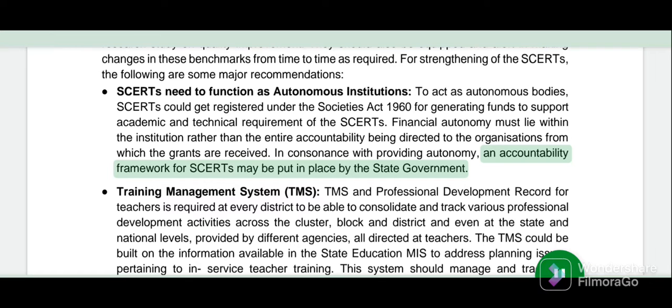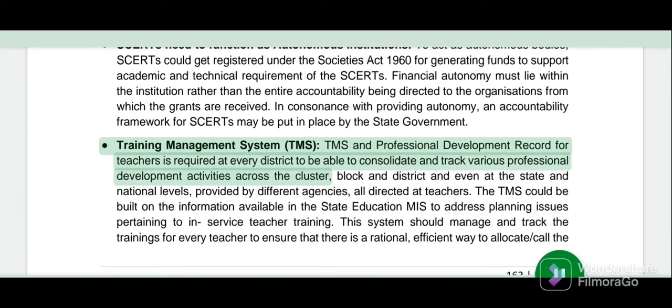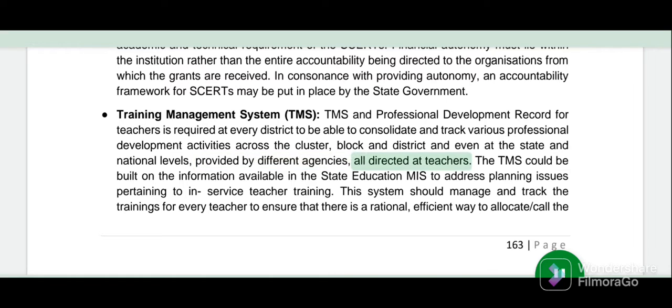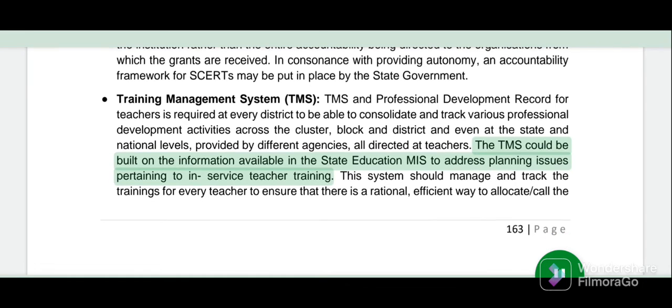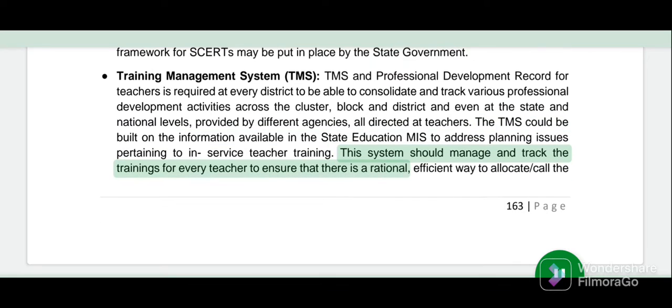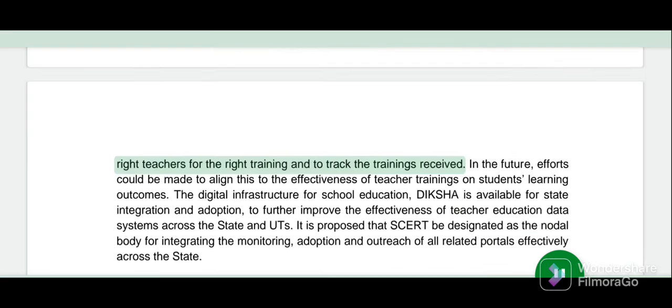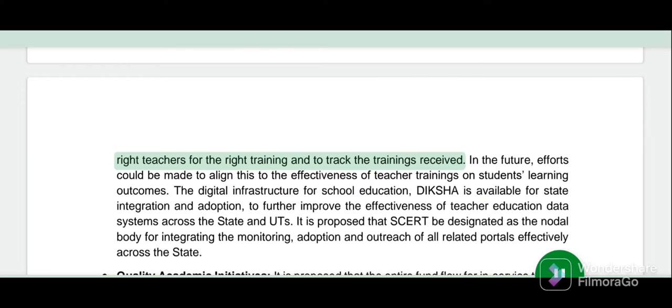Training Management System (TMS) and professional development record for teachers is required at every district to be able to consolidate and track various professional development activities across the cluster, block and district and even at the state and national levels, provided by different agencies, all directed at teachers. The TMS could be built on the information available in the State Education MIS to address planning issues pertaining to in-service teacher training. This system should manage and track the trainings for every teacher to ensure that there is a rational, efficient way to allocate the right teachers for the right training and to track the trainings received.